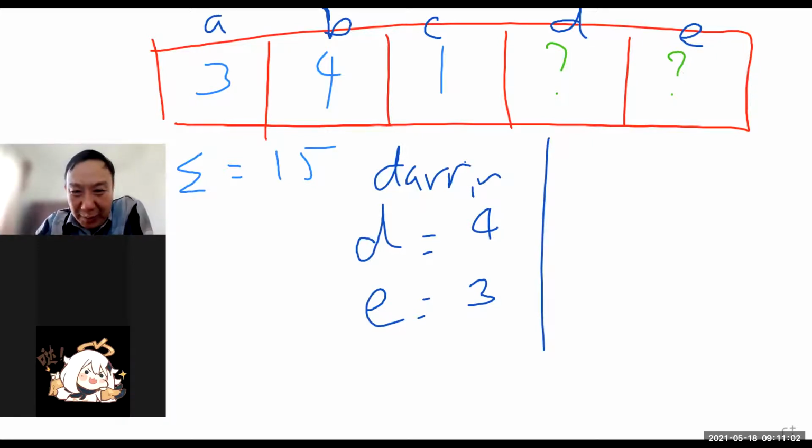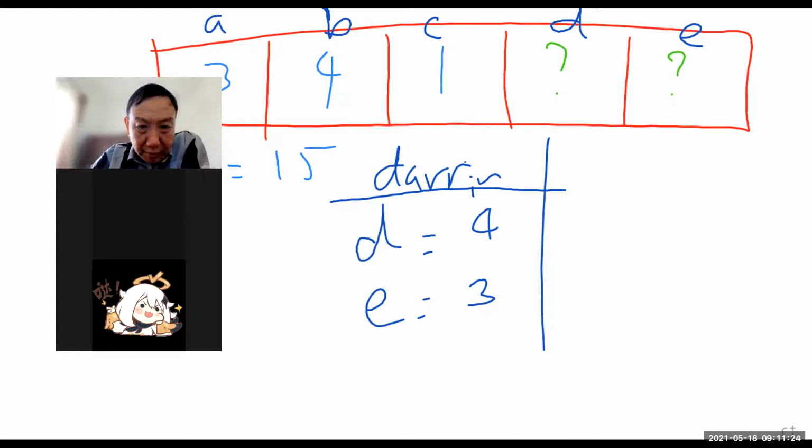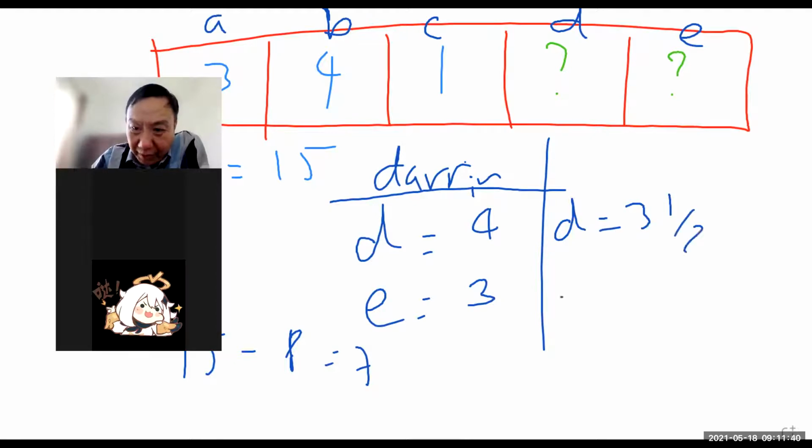Who else wants to try? 15 minus 8, and then divide by 2. So 15 minus 3 minus 4 minus 1 is like 15 minus 8, right? So it's 7 divided by 2. So D and E is 3.5. D equal to 3.5 and E equal to 3.5. Whose answer is this? Newton.